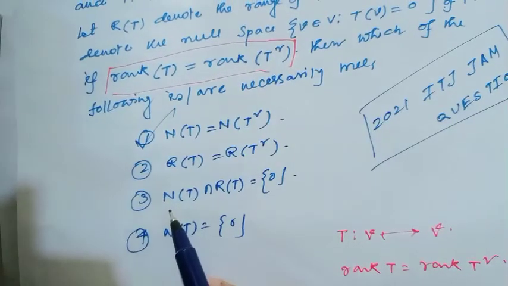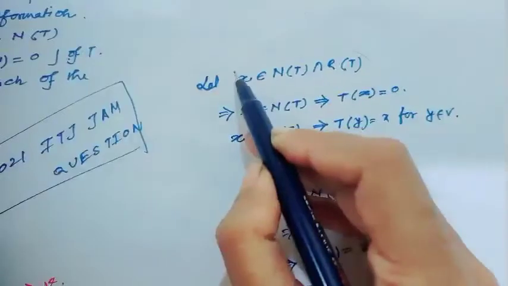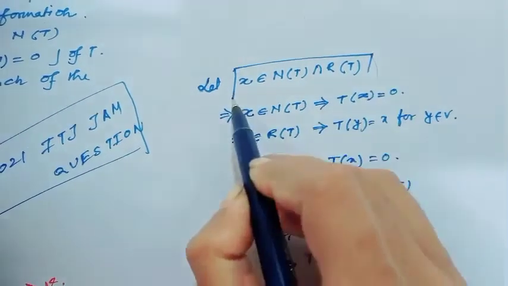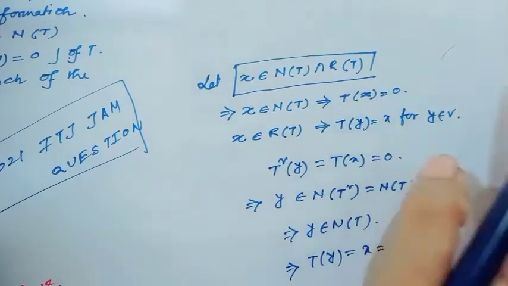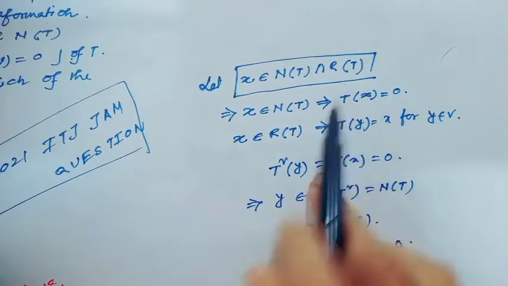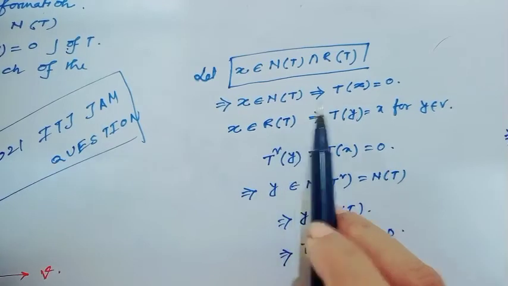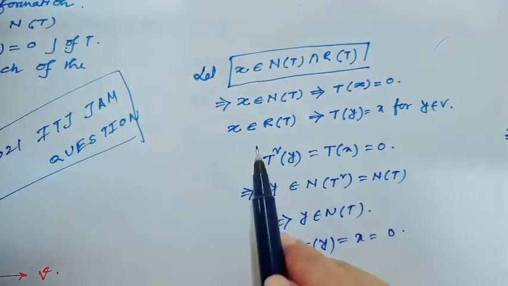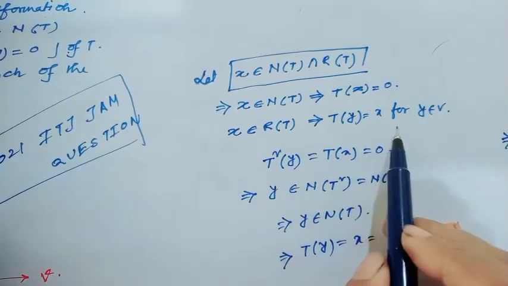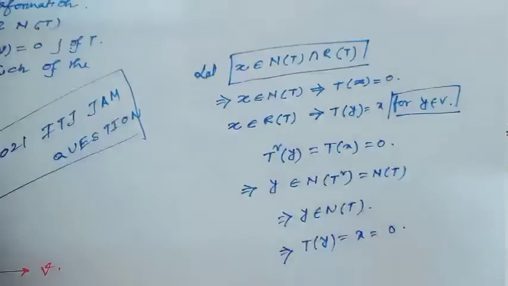Now option 3. I will say the null space of T intersection range space of T equals only the singleton set 0. Consider an arbitrary vector x that belongs to the null space of T intersection the range space of T. And x belonging to the null space of T implies Tx equals 0. And x belonging to the range space of T means Ty equals x for some y belonging to the vector space V.